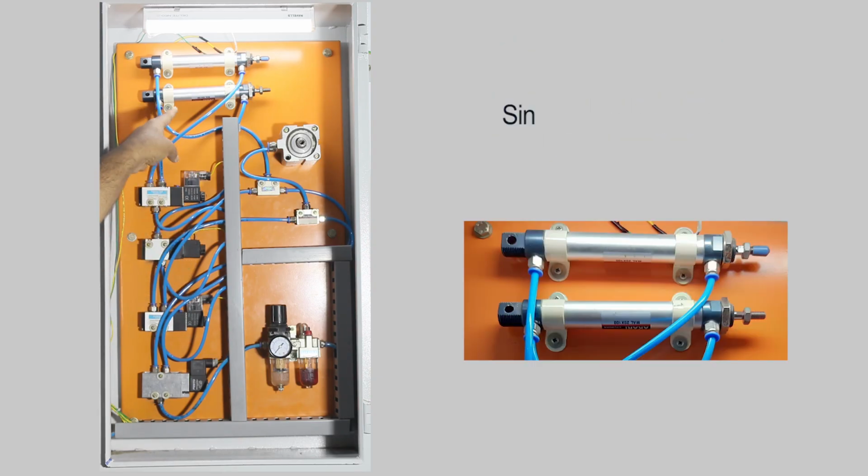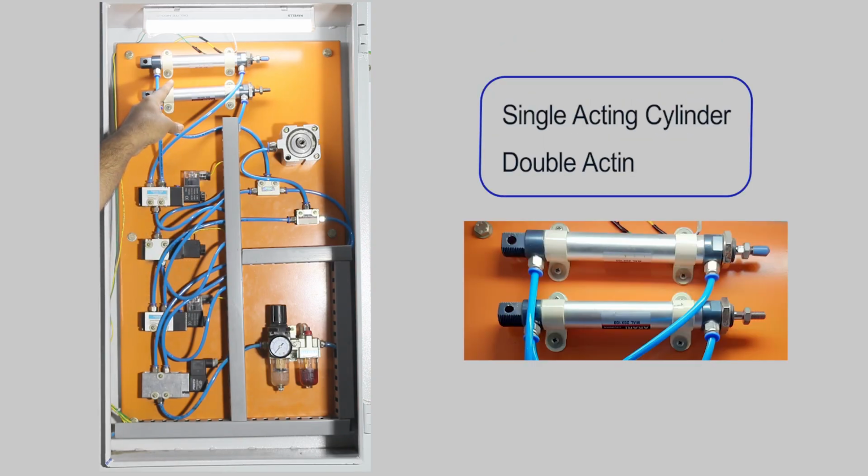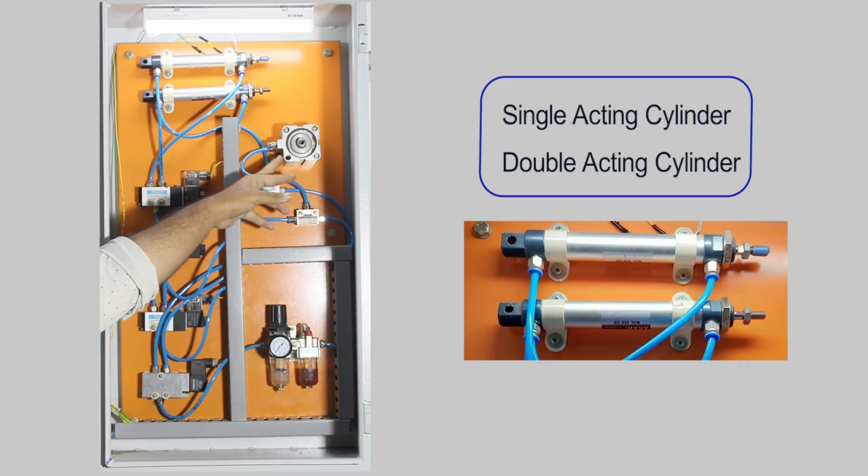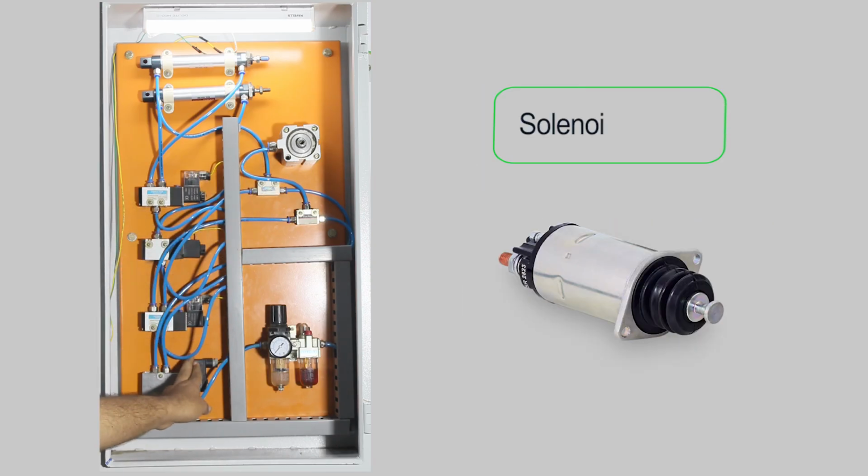And here you can see this is a double acting cylinder and the top one is the single acting cylinder, and this is also a double acting cylinder, but we have connected it for a single port, so we are using it as a single acting cylinder. And these are the solenoid switches which are connected from the relay.